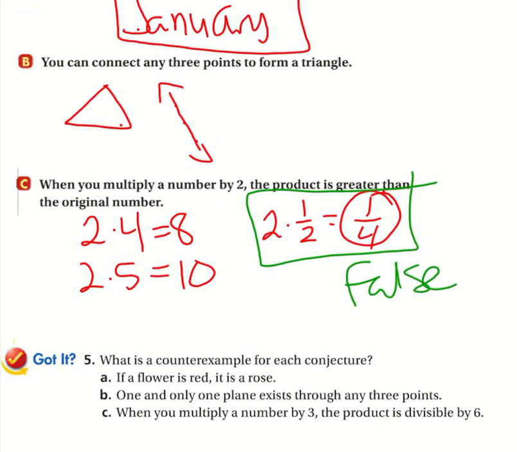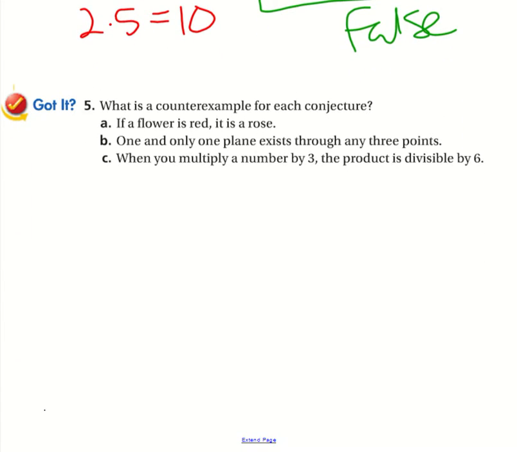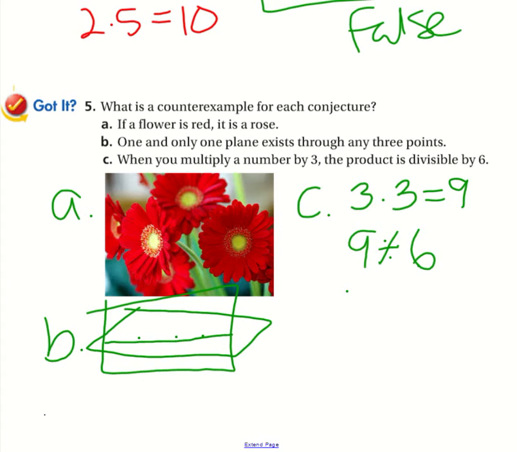So what you're going to do now, this is your last problem. You're going to come up with 3 counterexamples for each one of these conjectures. So pause the video now and do that. Alright, here are my examples. In my first one, I just went online and I actually got a picture. These are some Gerber daisies. So these are not roses, and they are red.